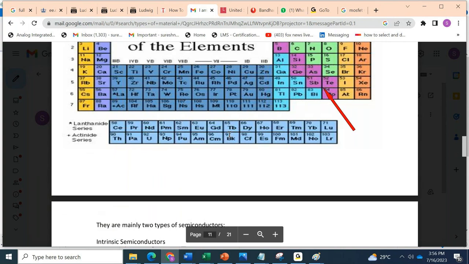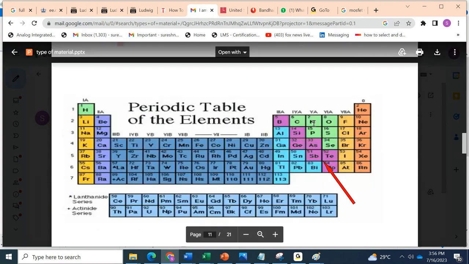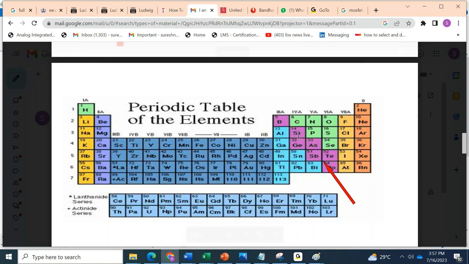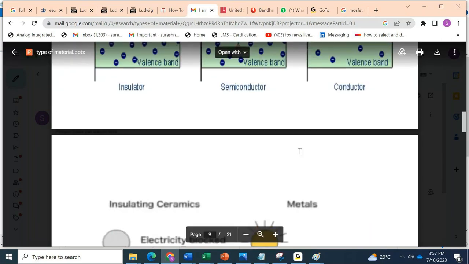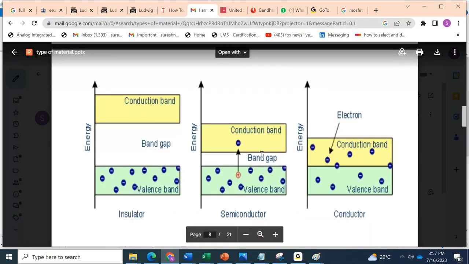So you know silicon and germanium are group 4 elements, and our discussion will be about them because these are semiconductors. But what is the drawback of a semiconductor? It is not a good conductor.